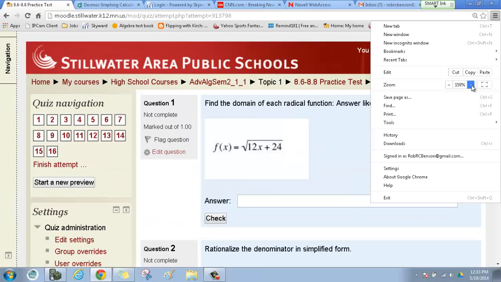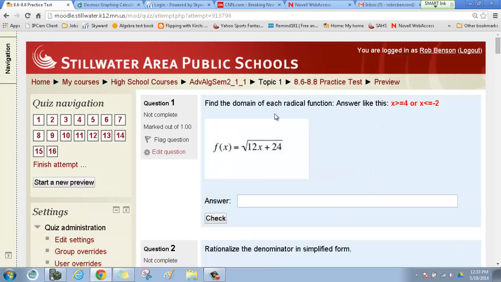We start by zooming in a little bit. Okay, so the first problem asks us to find the domain of each radical function, given right here, and it gives us a way to answer it.